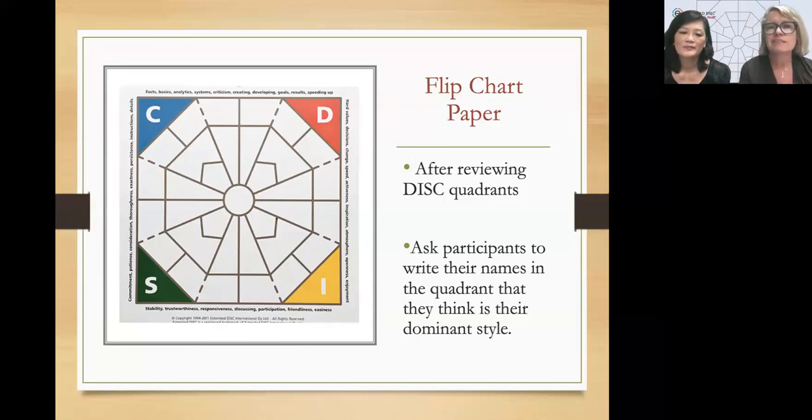Now, we have this flip chart paper that's beautiful and it's all marked out and color coded. But if you don't, you can use your flip chart paper and make a mock-up of D, I, S, and C with the quadrants obvious.